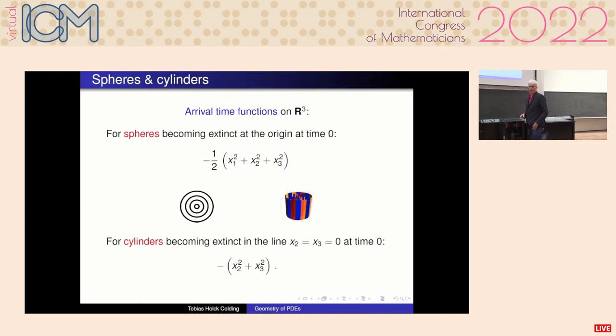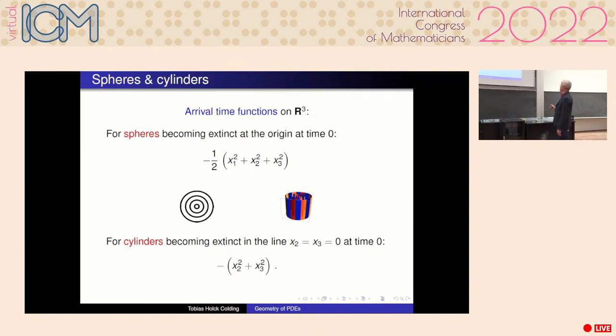Let's look at a couple of examples of the arrival time function that would be useful to keep in mind for later on. So we're looking at the arrival time function in the case of round spheres in R3. That's the first example. In that case, the arrival time function is this quadratic polynomial. It's a homogeneous quadratic polynomial. And I have here normalized so that the sphere is becoming extinct at time zero. So they only live for negative time, okay? So this is the arrival time function for shrinking spheres. And you see, of course, all the level sets here are round spheres.